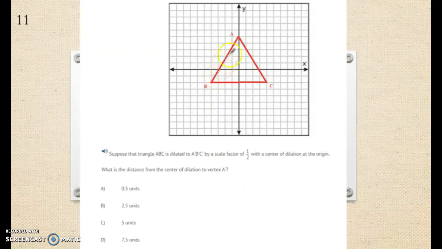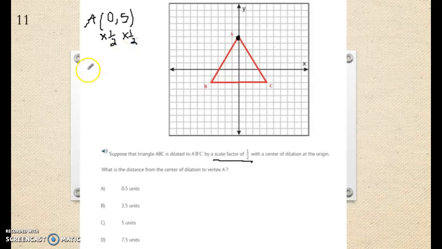All right, so first we have to take A and dilate it by a scale factor of 1/2. So I'm going to write down where A is originally located. It's at 0, 5. If I want to dilate by a scale factor, you take your scale factor and you multiply each of your original coordinates by that scale factor.